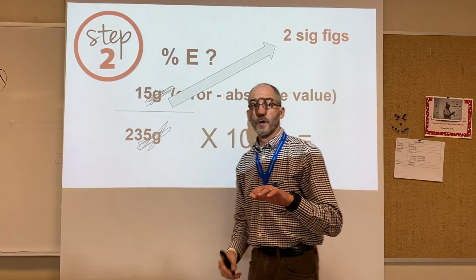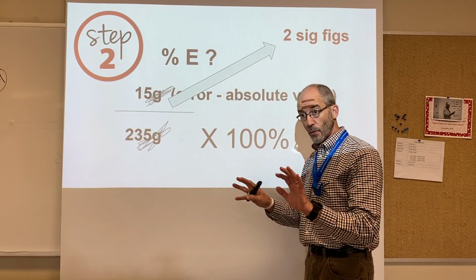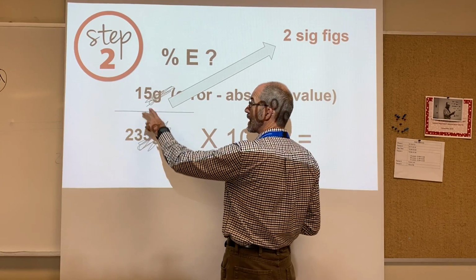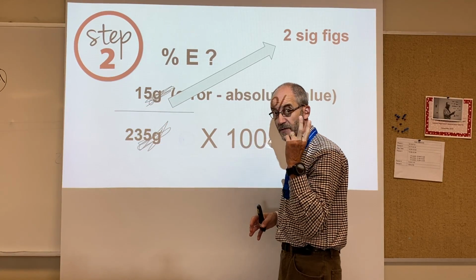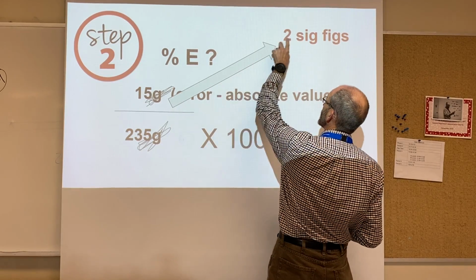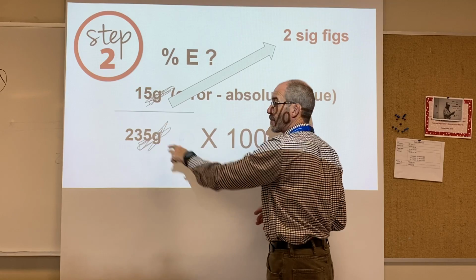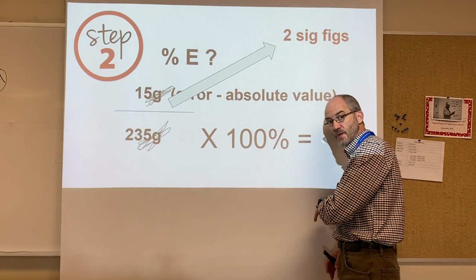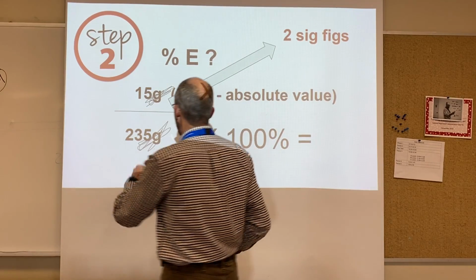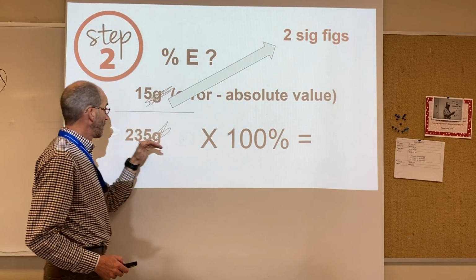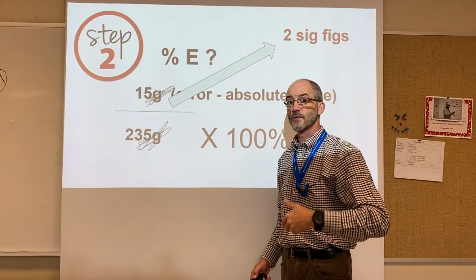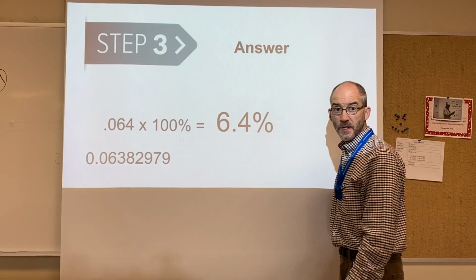Now, here's where we took the turn, and you're going to stop and say, okay, I want to look at my significant figures, and 15 has 2 sig figs. So what are you going to do? You're going to acknowledge that, because that's going to play a part in your final answer. You're simply going to do the math. You're going to divide 15 by 235, and then multiply by 100. But remember, I said we were going to do significant figures as we go.